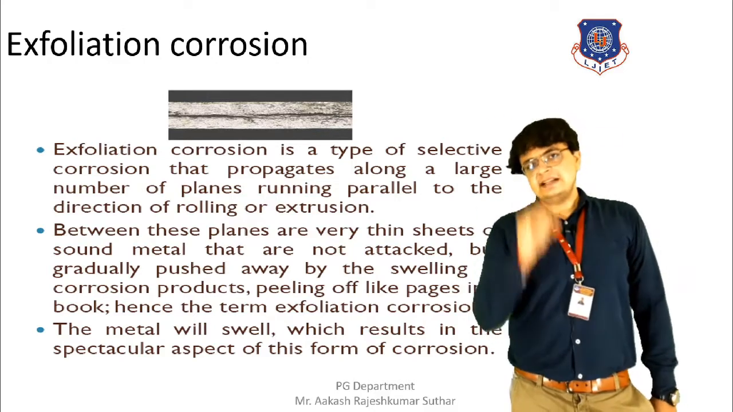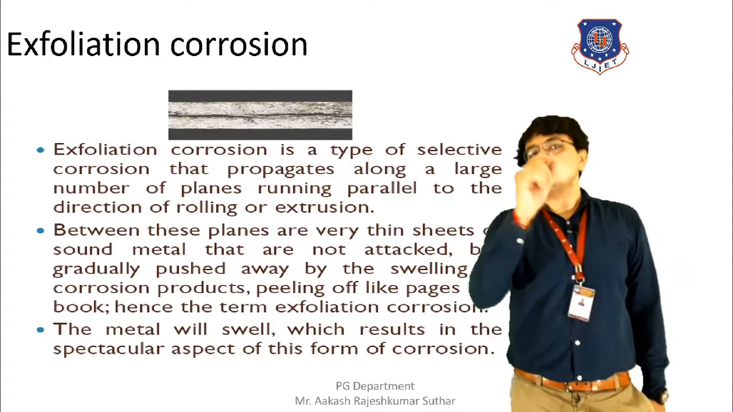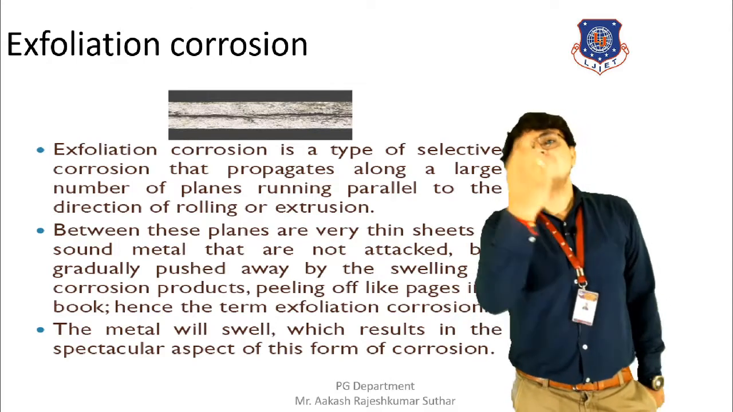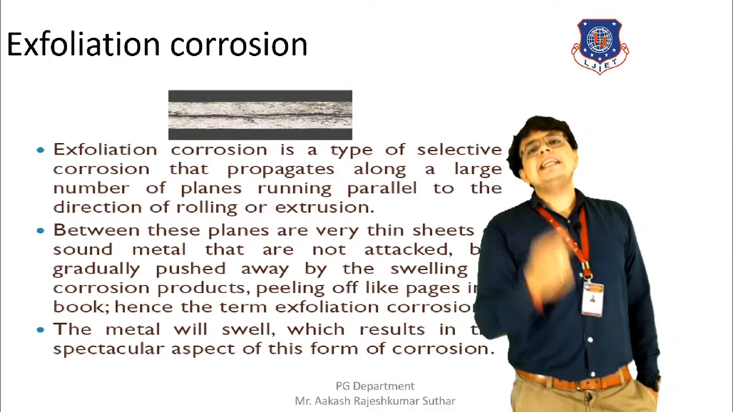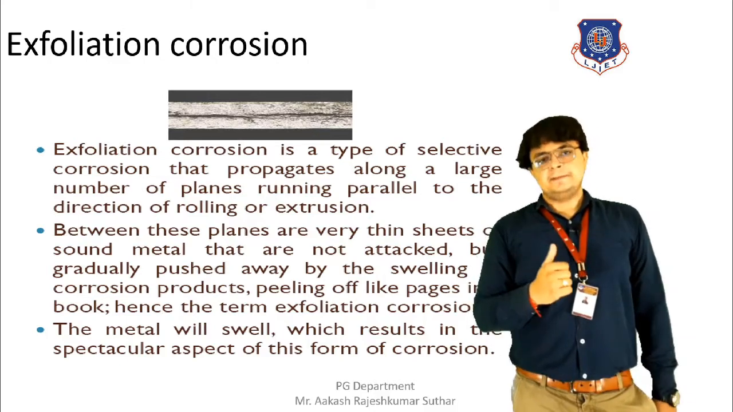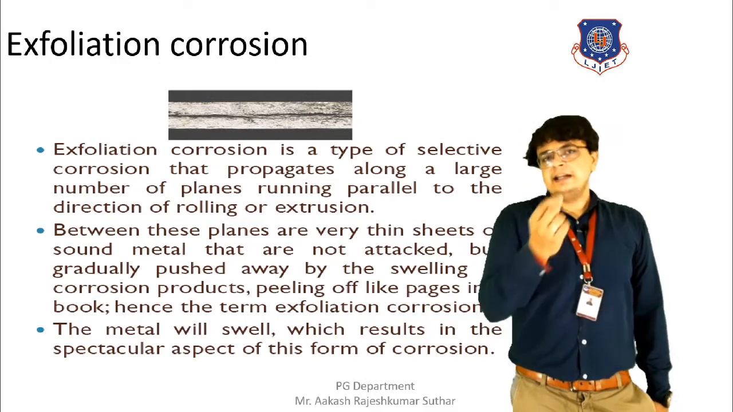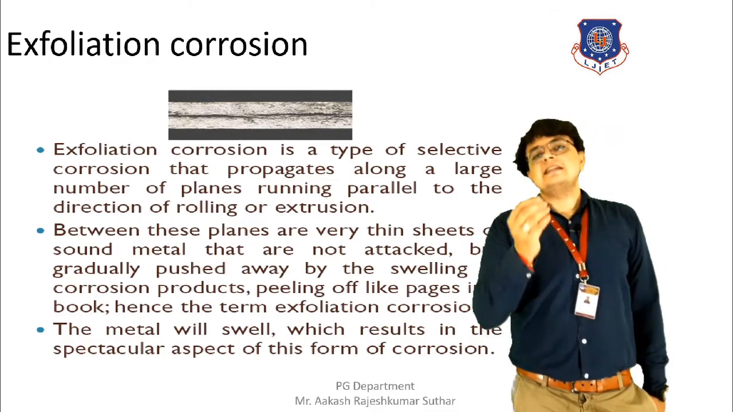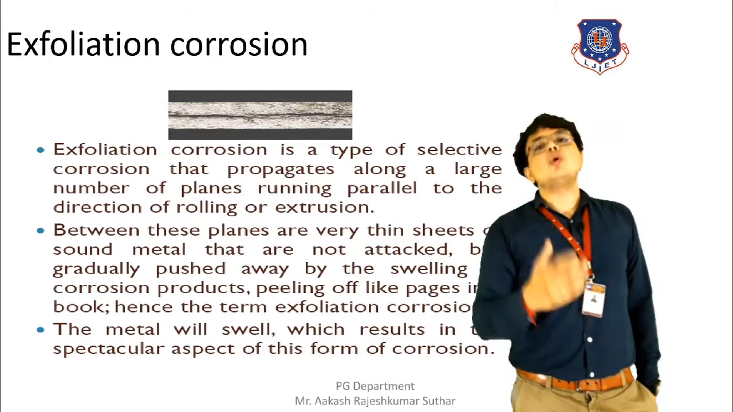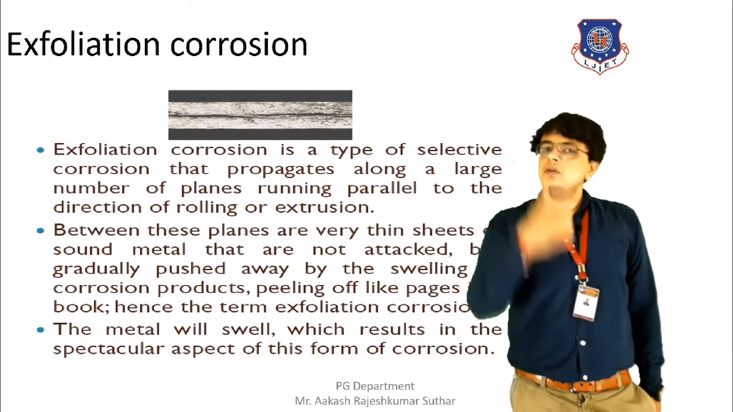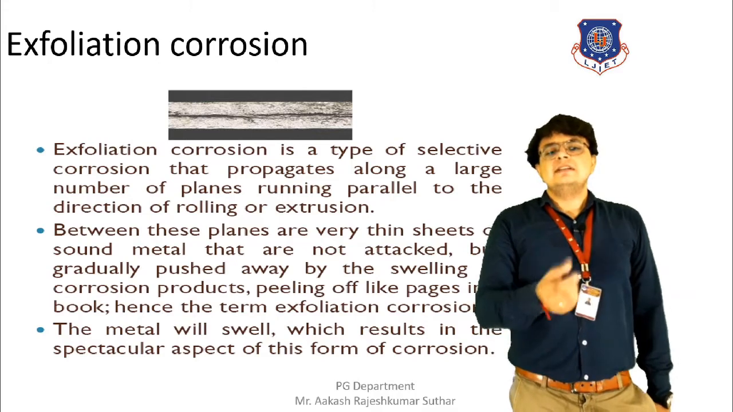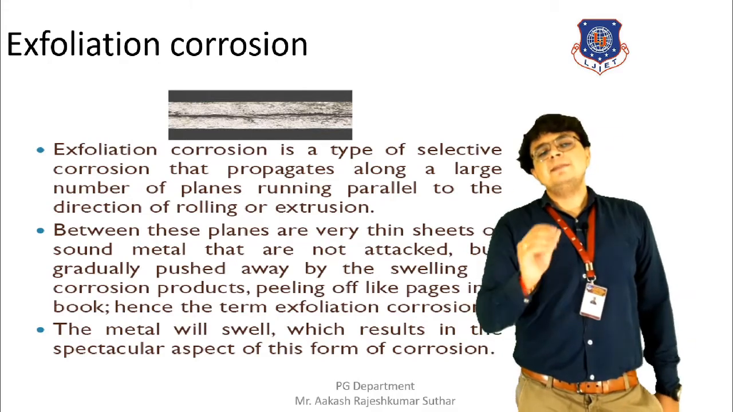But the thing that happens because of the occurrence of such type of corrosion will be the pulling and the peeling of the planes. The pulling and the peeling of the planes occur in this type of corrosion. And as a result, the planes that are coming in the direction of the rolling will be affected, and exfoliation will take place. The planes that are coming in between will be coming out.